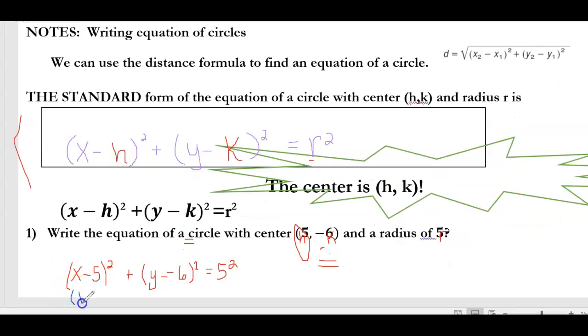So I'm going to just rewrite it. So I have x minus 5. This stays the same. (x minus 5) to the second power, right? Plus, now here is where I have to use my algebra. Minus, remember that becomes a plus. (y plus 6) squared equals 5 squared is 25. 25. And so this would be the equation of the circle.